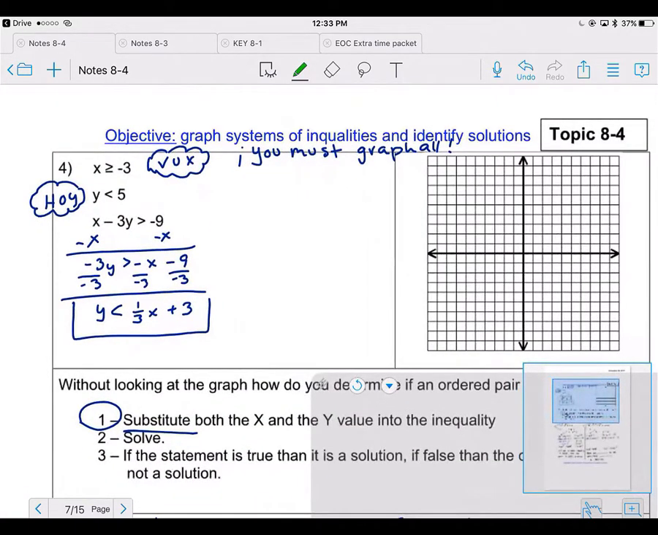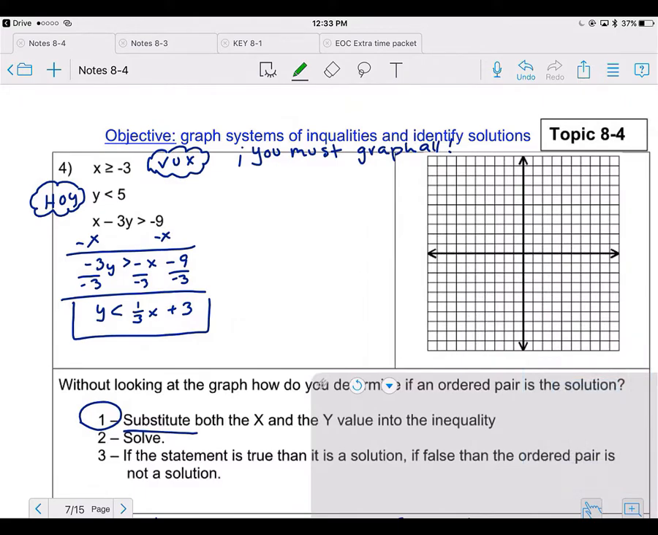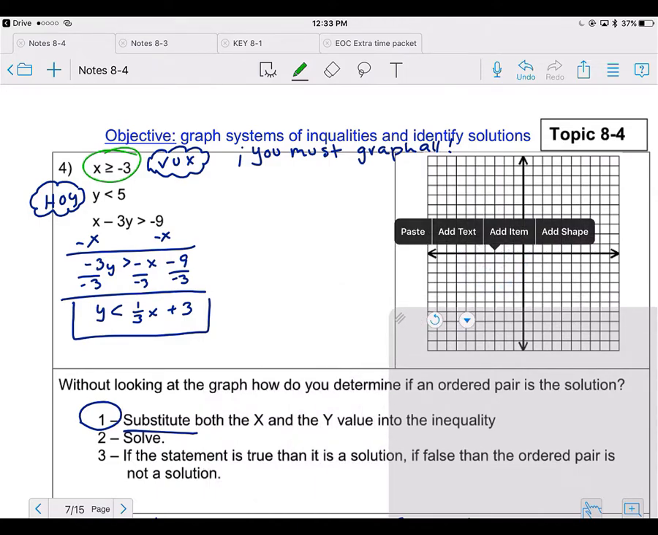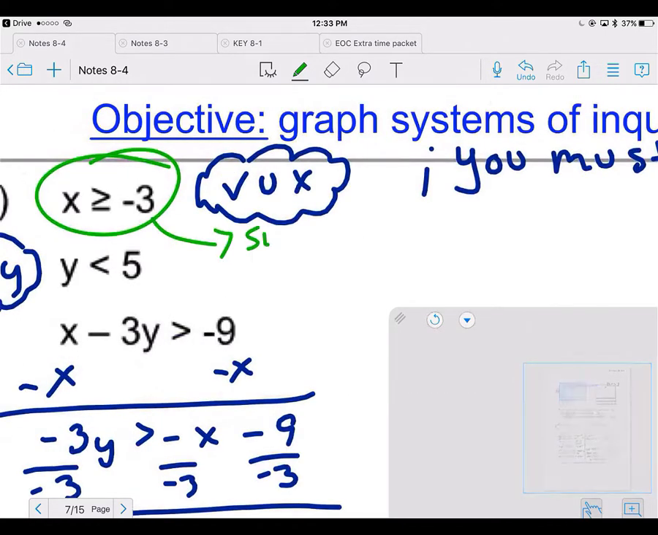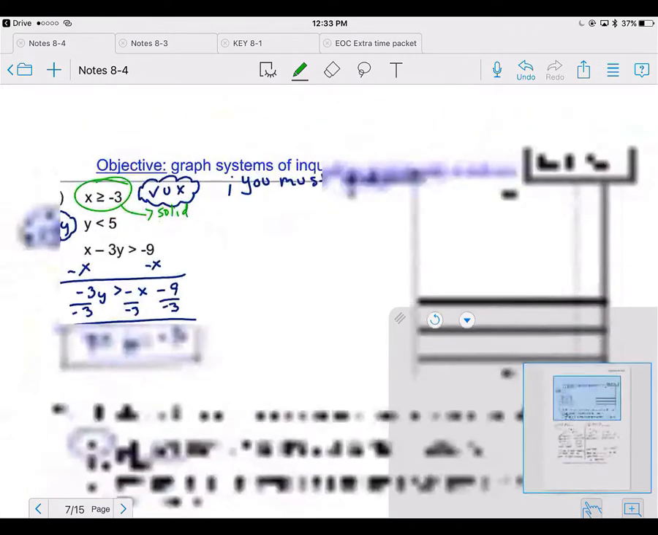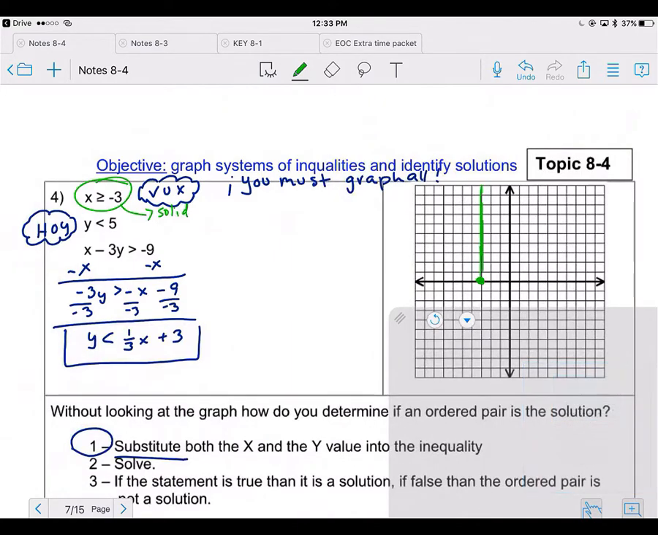On problem 4, we have 3 different lines that we need to draw, so we could do the special cases first. The first one, x is greater than or equal to negative 3, is a Vux, so we go over to negative 3 on the x. This one will be a solid line because there's a line under the inequality, so a solid vertical line.